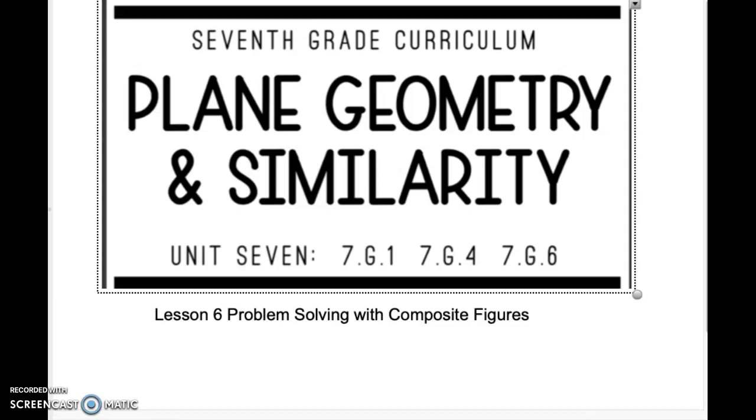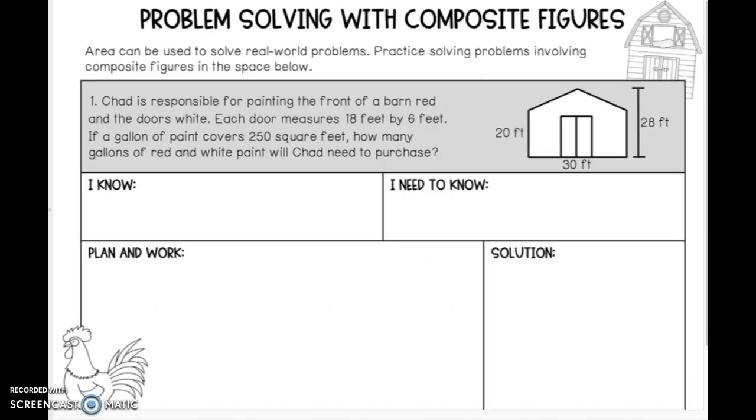Welcome to Plane Geometry and Similarity, 7th grade, Lesson 6, Problem Solving with Composite Figures. So, we learned that composite figures are made up of more than one shape. Sometimes you add, sometimes you subtract to find how much of something that you might need. So, let's jump right in.